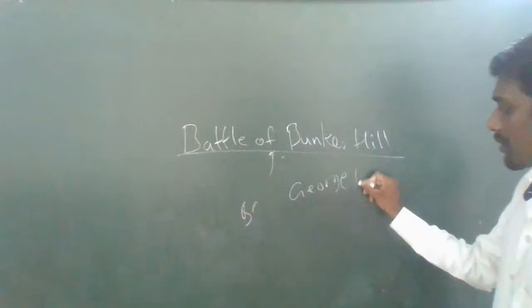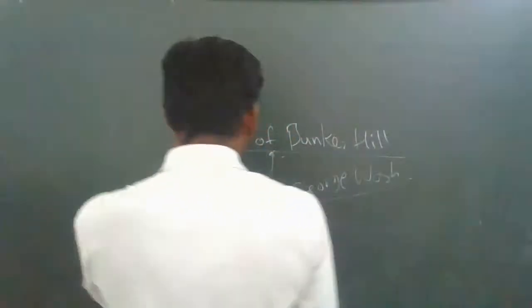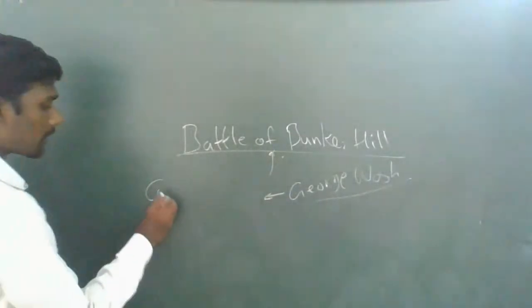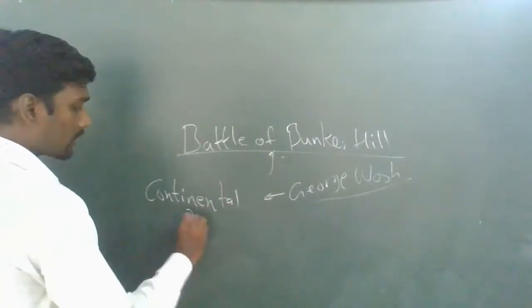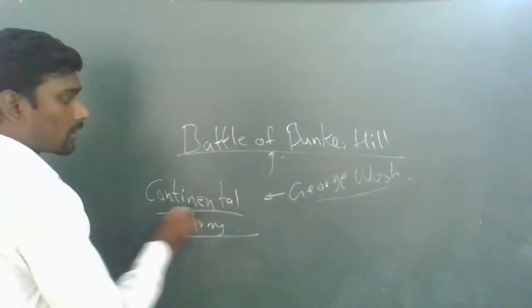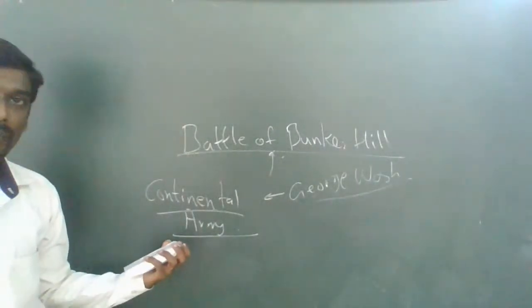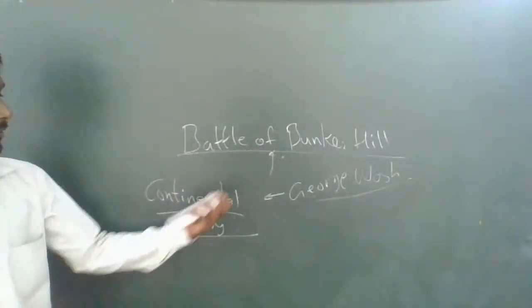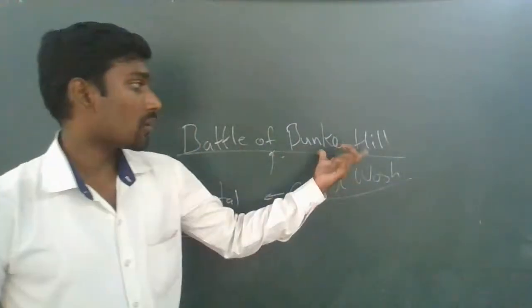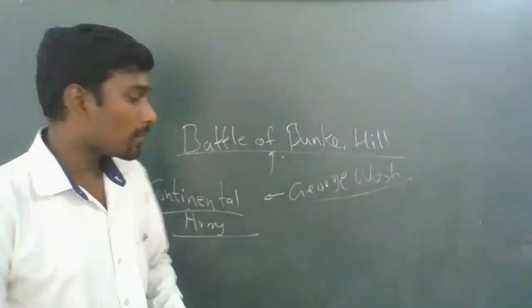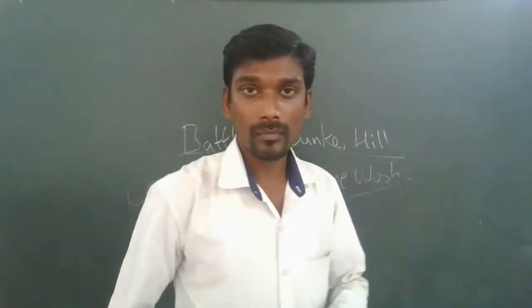Okay, I'll talk about George Washington. Who is this George Washington? He was the founder of the Continental Army. So this George Washington formed this Continental Army, and then he attacked. There was a fight between this Continental Army and the King's troops in a place called Bunker Hill. In this Bunker Hill battle, the Continental Army won, and that is how the battle was won.